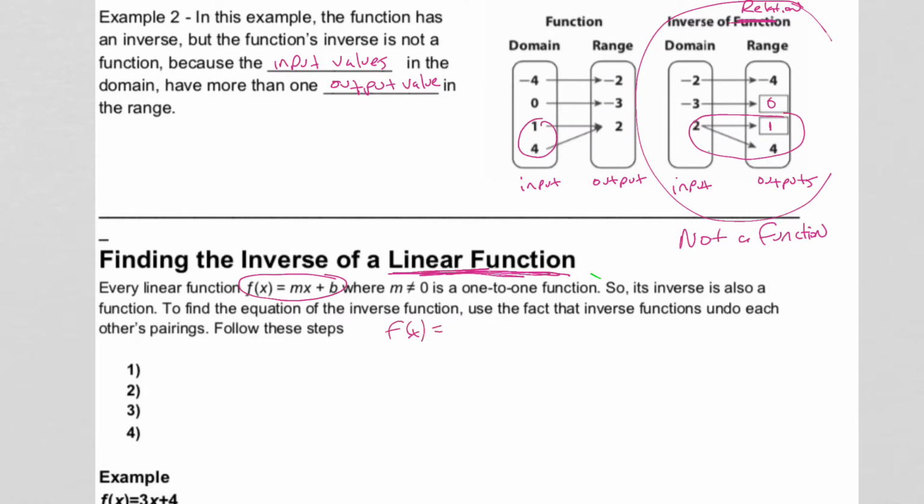So step 1, say you've got this formula here: f of x is equal to mx plus b. I'm not going to rewrite it. The first step is to substitute y for f of x. So instead of f of x equals mx plus b, you're going to have y equals mx plus b.